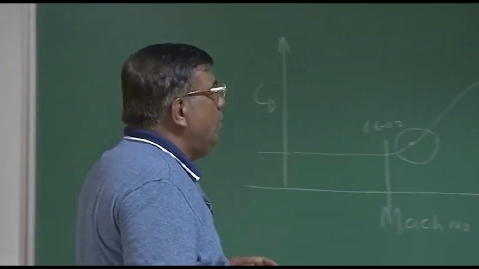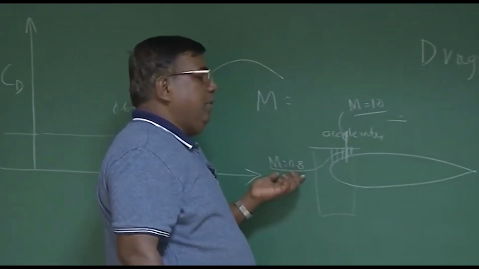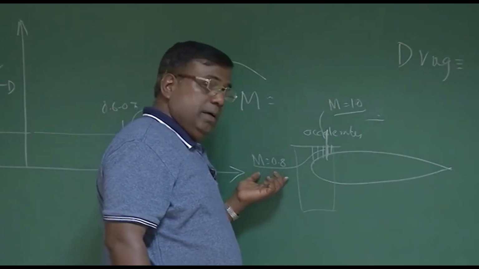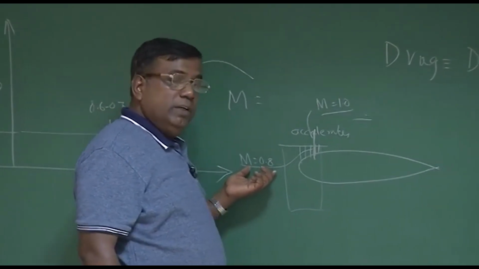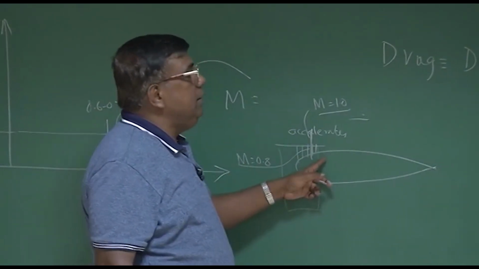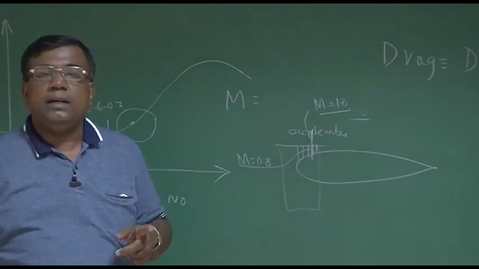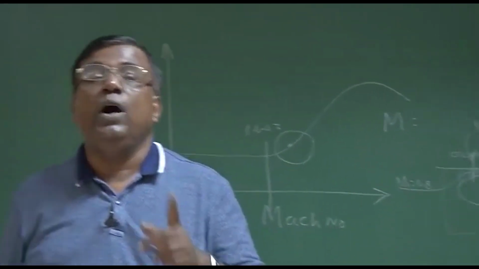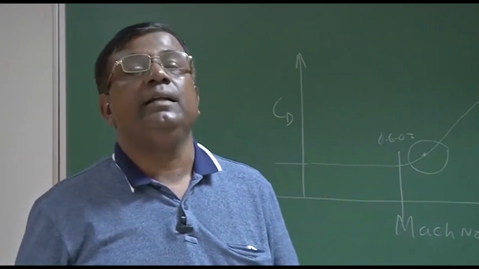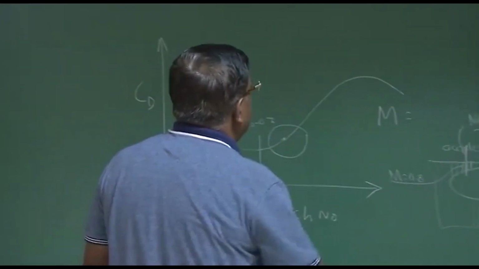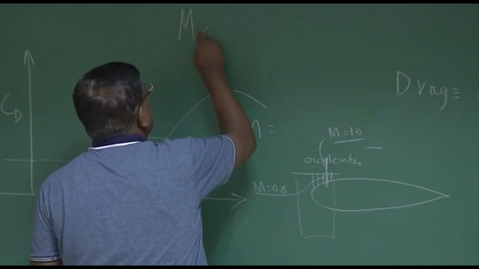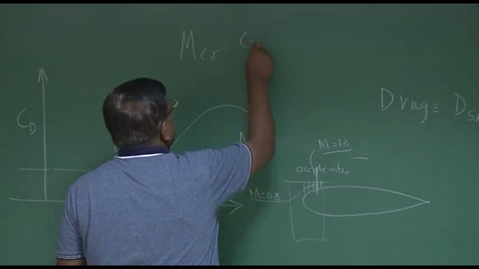So we need to know what is that free stream Mach number corresponding to which, for the first time in the aircraft, the local Mach number goes to 1, and that is called critical Mach number. What is this critical Mach number? I repeat, this is critical Mach number.